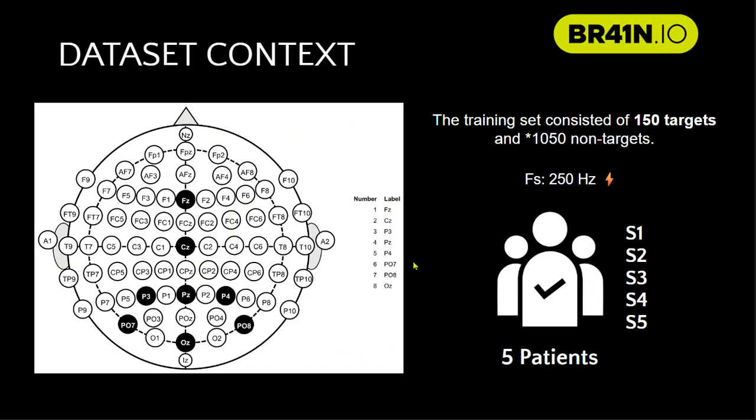Our dataset was given with 8 channels, the ones that are shown in the figure. The dataset contained 150 targets and 1050 non-targets. Our sample frequency was 250 Hz, and we had information from 5 different patients.